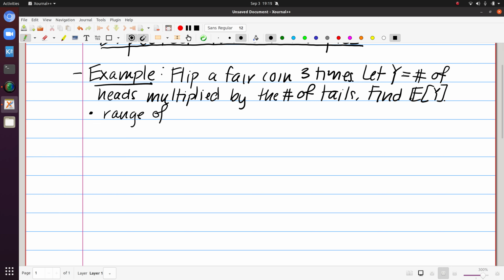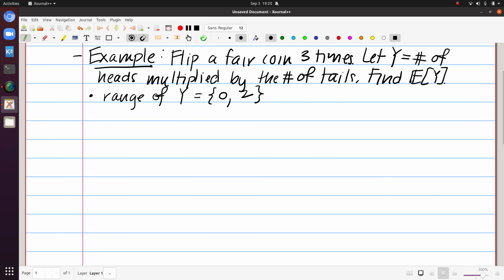So range of Y. And if we think about the different extremes that could happen here, we could have that the number of heads is 0 and the number of tails is 3. Or the number of heads is 3 and the number of tails is 0. Both of those lead to the possibility of the product being 0. The other considerations are that you have 2 heads and 1 tails, or 1 heads and 2 tails, and in both cases the product would be 2. So there's really only 2 possible values that Y takes on.